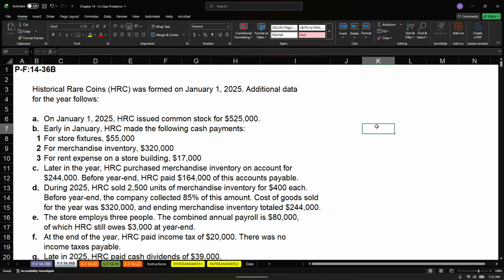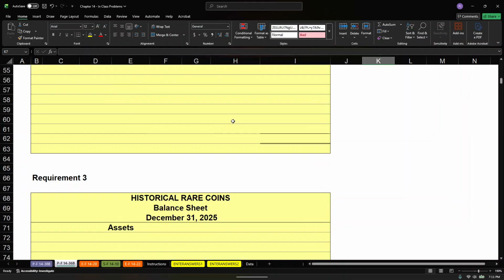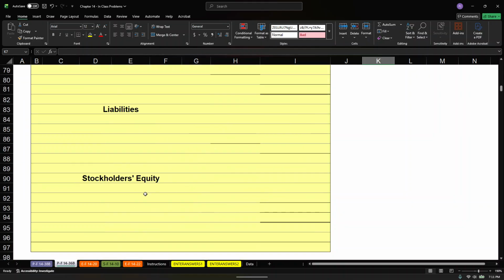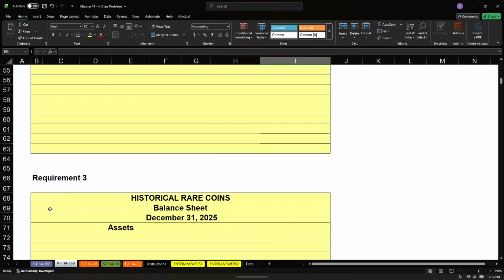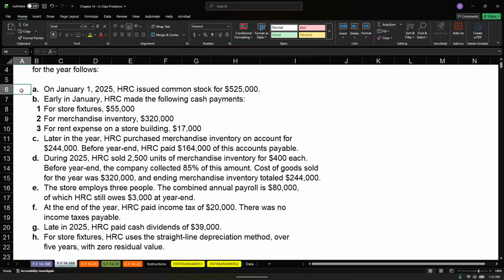Because there's so many transactions that are happening with cash, I don't want to have to keep altering it. So let's just go step by step. On January 1st, we issued common stock for $525,000. So I know that it affects cash. I'm just going to do the half of the journal entry pretty much by updating the equity section with common stock, 525,000. Okay, so now this first one is accounted for.